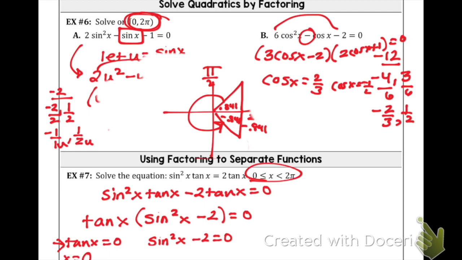And then when does sine squared x equal 2? So sine x equals plus or minus the square root of 2. Well, does the square root of 2 exceed our 1? I think so. Let me get my calculator out. Square root of 2 is 1.4. So this does not exist because it exceeds our range of negative 1 to 1.